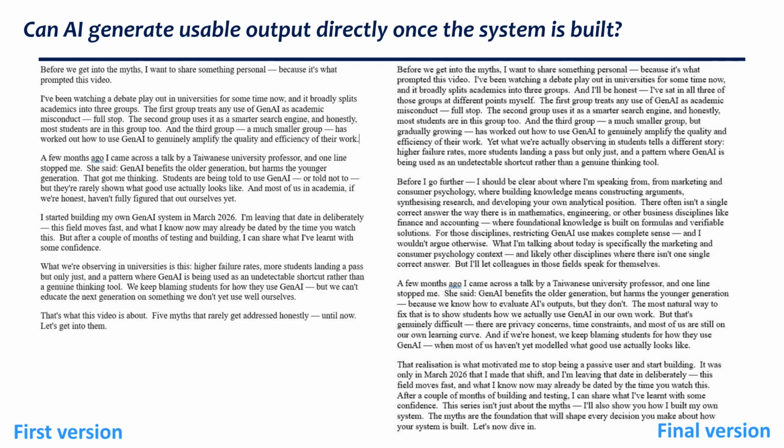Can AI generate usable output directly once the system is built? The quick answer is no. The first two parts of this series, for example, involved 44 discrete tasks and iterations, and approximately 180 turns, calculated by Claude from the conversation history. The scripts you see on screen show the difference between the first and the final version.